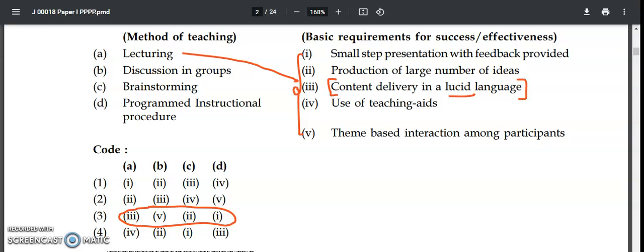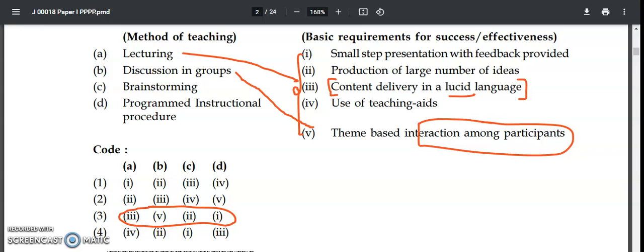Discussion in the groups. Discussion in the groups means what we can take here? Theme presented, interaction among the participants. That means discussion is nothing but too much interaction among the participants. If you get any discussion among the students, then there will be too much interaction among the participants. And coming to brainstorming.